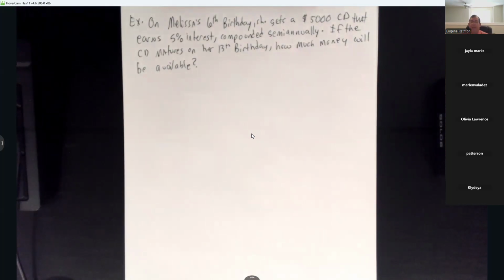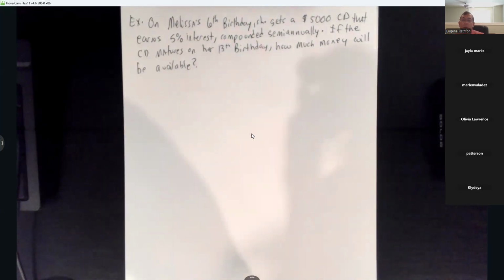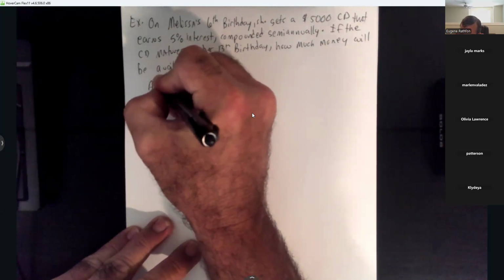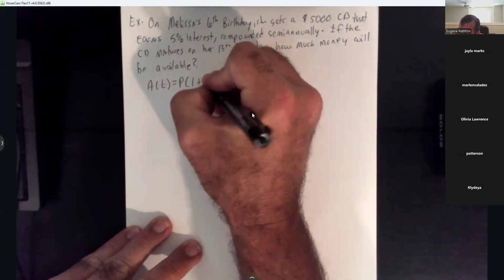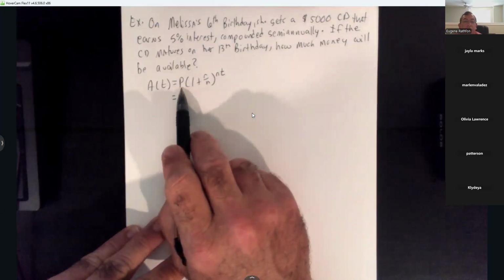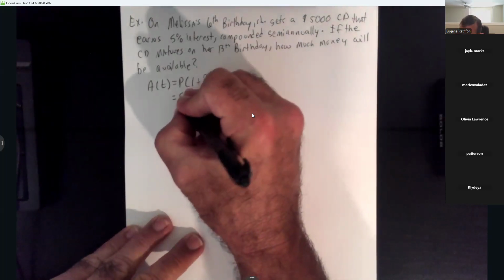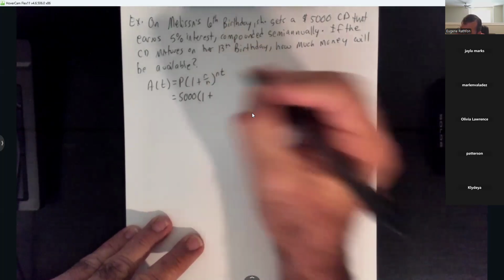So, sixth birthday, you get a $5,000 CD, earns 5% interest, compounded semi-annually. So if it matures on her 13th birthday, we want to know how much money will be available. So y'all, we're still using the same formula. All right, so first, principal balance. We started with, what they say, 5,000. Then we got 1 plus.